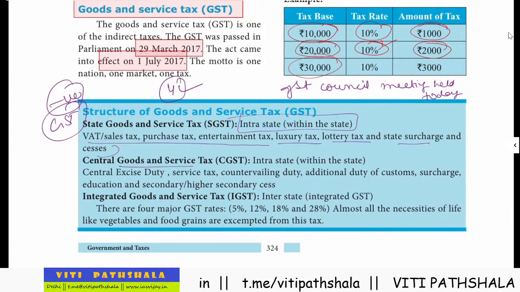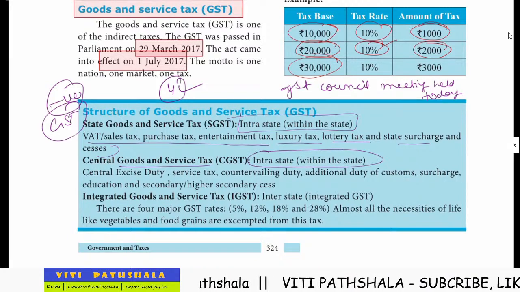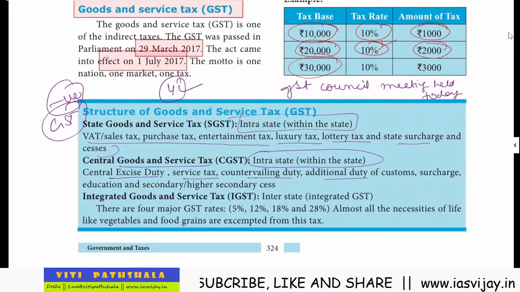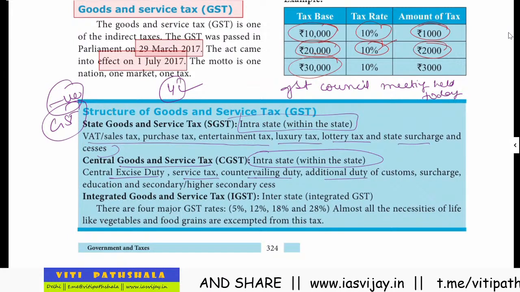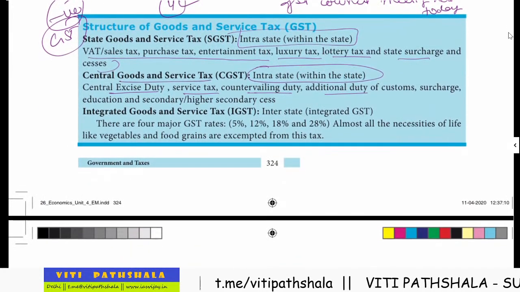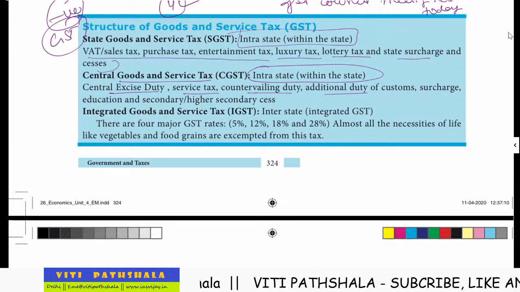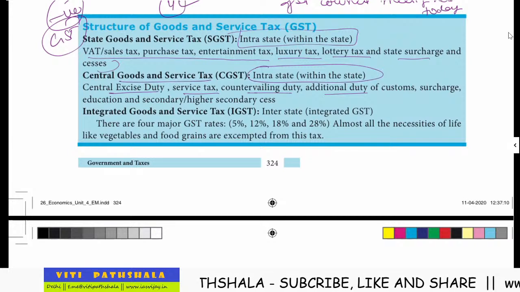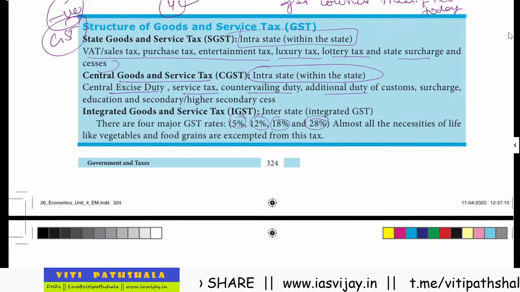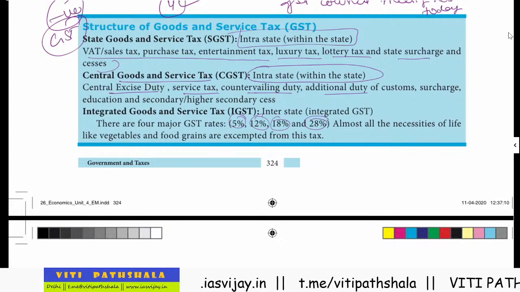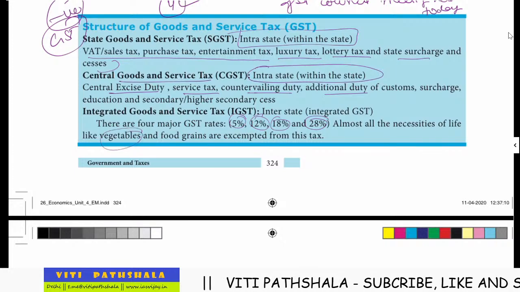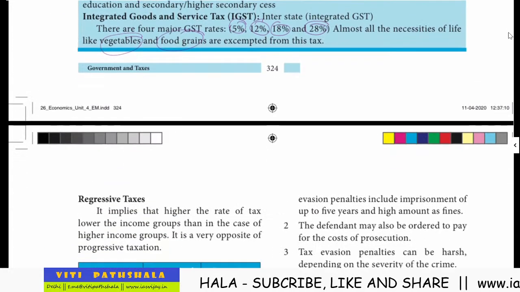Now, the Central Goods and Services Tax covers intra-state supplies within the state, replacing excise duty, service tax, countervailing duty, the central customs duty, surcharge, and education and secondary and higher secondary cess. इंटीग्रेटेड जीएसटी, that is the interstate, होता है ये इंटीग्रेटेड जीएसटी. There are four major GST rates: 5%, 12%, 18% and 28%. Almost all the necessities of life like vegetables and food grains are exempted from this tax.